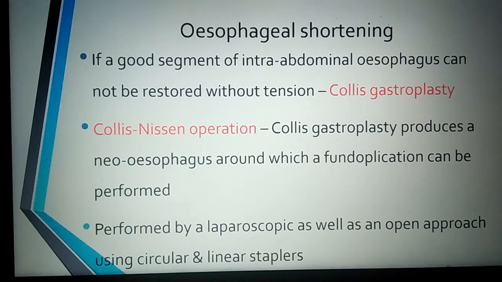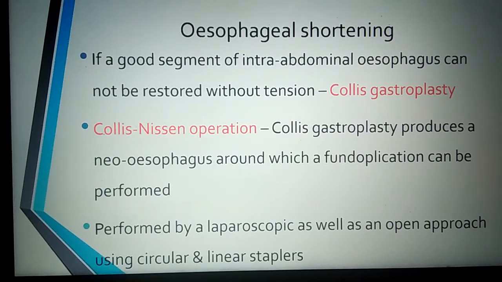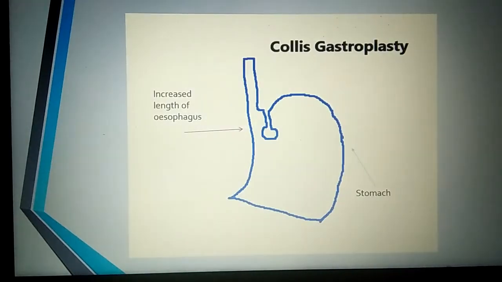This Collis gastroplasty basically produces a neoesophagus. It gives an extra length to the esophagus. This type of surgery can be performed by a laparoscopic as well as an open approach. We can use circular and linear staplers, and we can perform a Collis gastroplasty.